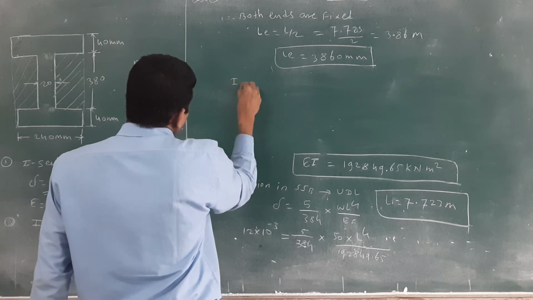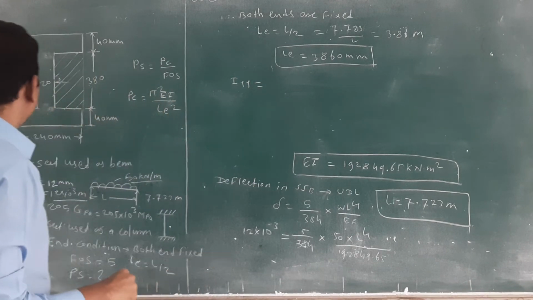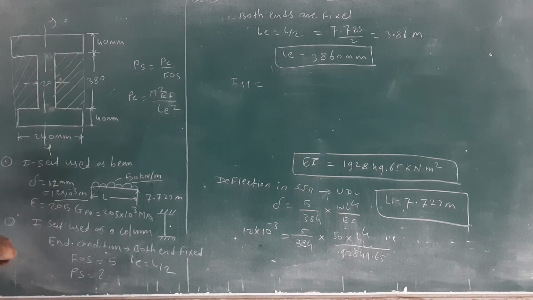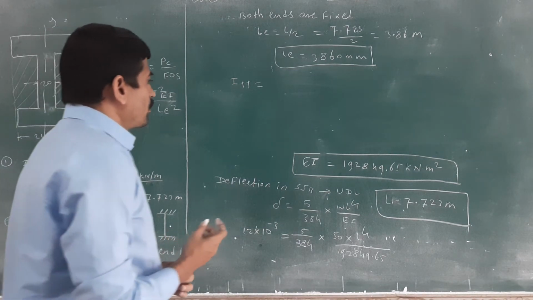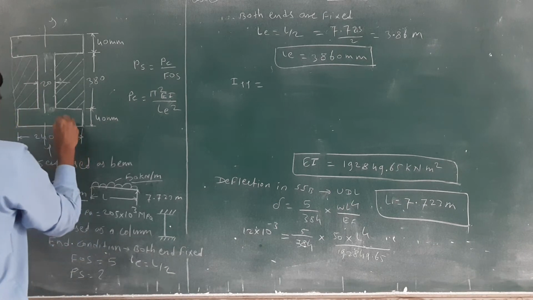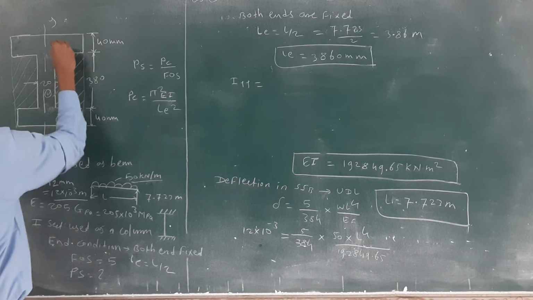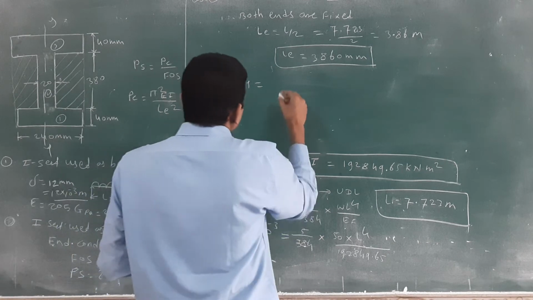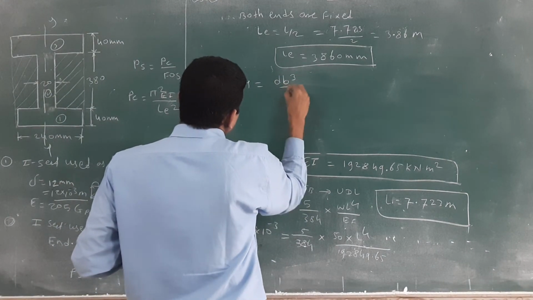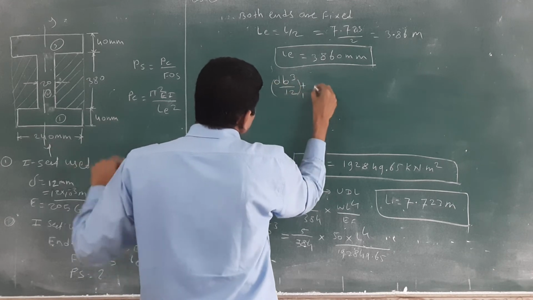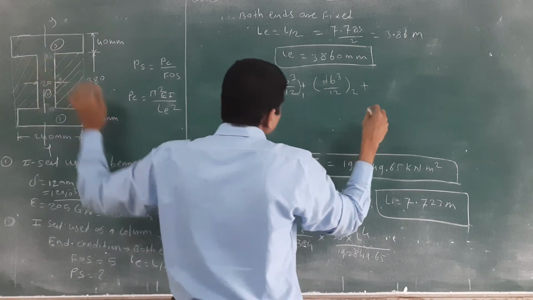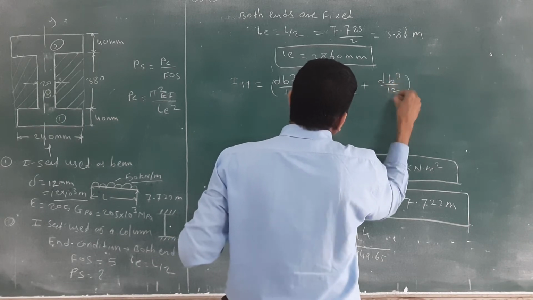Second, we want to calculate the moment of inertia about the section YY. Again, this is symmetric. How to calculate the moment of inertia about YY? I will consider this as the first part, this as the second part, and this as the third part. This equation will change. When you calculate IYY for the symmetric section, you get db cube divided by 12 for the first part, plus db cube divided by 12 for the second part, plus db cube divided by 12 for the third part.